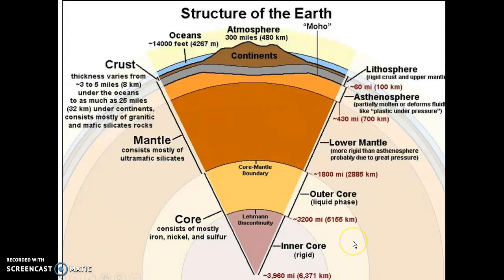And those are the two major ways we divide our Earth and our layers: by what it's made out of, composition chemically, and then how it behaves physically. So is it solid or liquid?